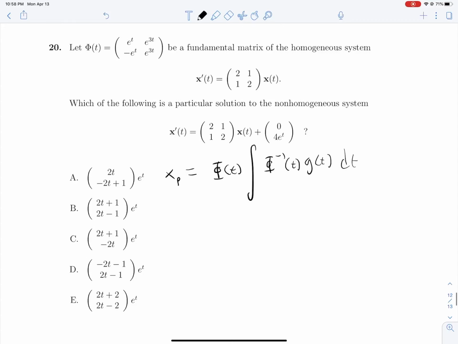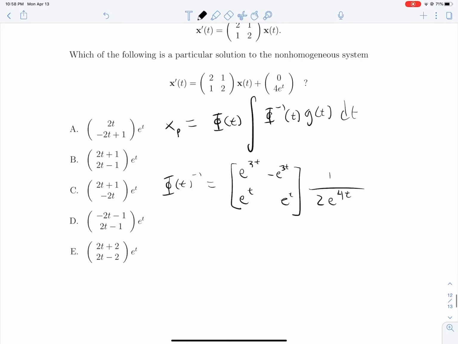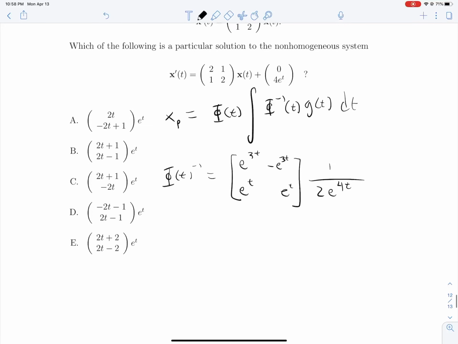Let's find the inverse of phi of t. So phi of t inverse is equal to 1 over the determinant of this matrix, which is, let's see, e to the 4t plus e to the 4t, so that's 2e to the 4t. We will flip or switch the positions of the a and d values, so e to the 3t, e to the t, and switch the signs, e to the t, negative e to the 3t, of our b and c positions. And at this point, we are ready to start slogging through all of our computation.